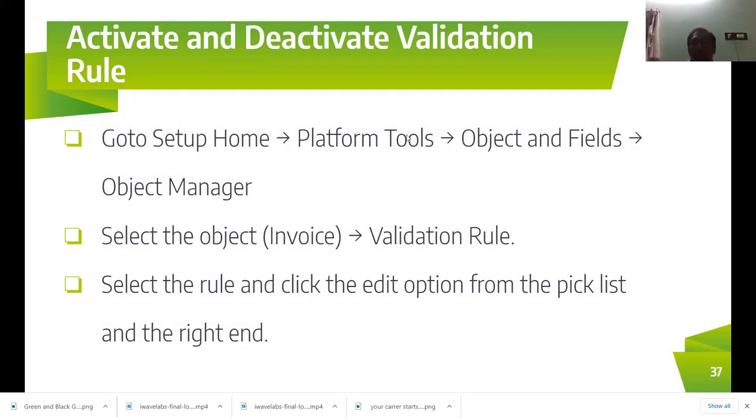Again, you go to Setup, Platform Tools, Objects and Fields, and then go to Object Manager. From the Object Manager, you select the invoice. You select the validation rule. The validation rule will be there. Select the rule, and on the right-hand side you have to click on the pick list, so that the list expands and you can see the edit option. You have to click on edit.